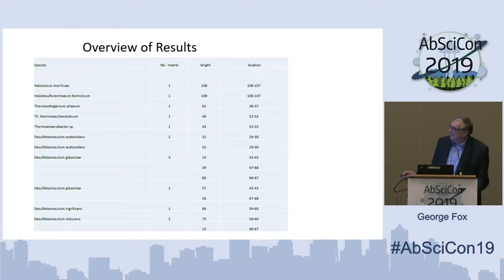This is a summary of how big the insert is. So here's an organism name over here, which you can't read and you don't care about anyway, and it has an insert of 61 residues. And this guy down here has 32 residues. This one has 3 inserts in the same organism, one of length 29, one of 39, and one of 85, which is sort of interesting. And so we have different sorts of things.